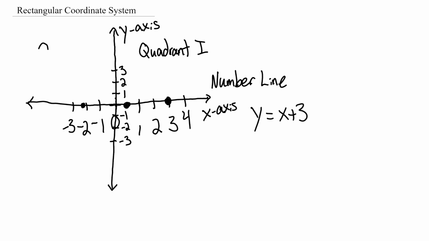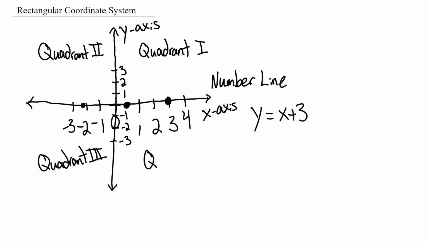And then we go counterclockwise from there. Okay, so quadrant 2, quadrant 3. We use Roman numerals typically to represent this. And maybe, once we don't want to write it all out, maybe we just write Q. So maybe we just refer to them as like Q1, Q2, Q3, Q4, quadrant 1, 2, 3, and 4.